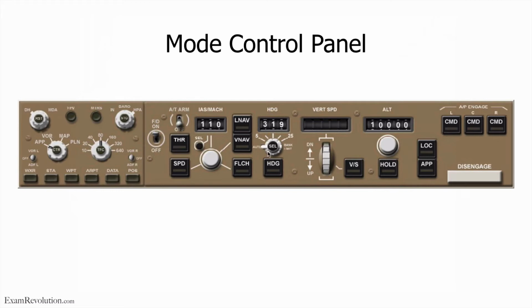And as you can imagine, you can do the same with heading. So let's say you were on a heading of 310. And now you took this knob and you turned it to a heading of 319. So obviously you want to turn right.